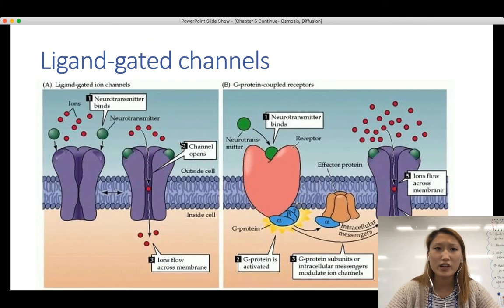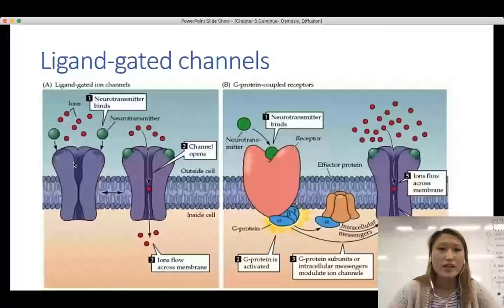So the first one that we're going to talk about is ligand-gated channel. A ligand is just a molecule, a signaling molecule that can bind to the channel protein itself. As you can see over here, this channel protein is closed, but when these neurotransmitters bind to the channel protein, it allows the channel to open up. And the result is the ions can now travel through the channel protein.